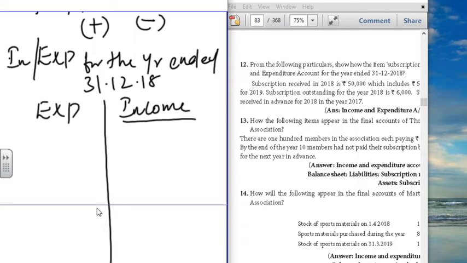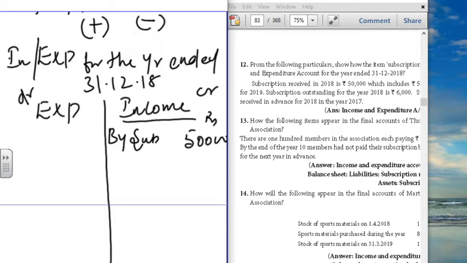Just look into the question first. Subscription received in 2018 is 50,000. So the total subscription, you are going to write it in the outer column, rupees. This is the income side, so you have to write it on the credit side. You have to be more careful when you are writing 50,000. Next, which includes 5,000 for 2017, 7,000 for 2019, outstanding for the year 18 is 6,000.